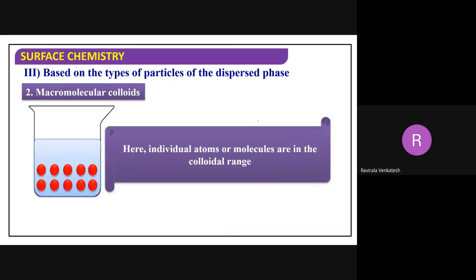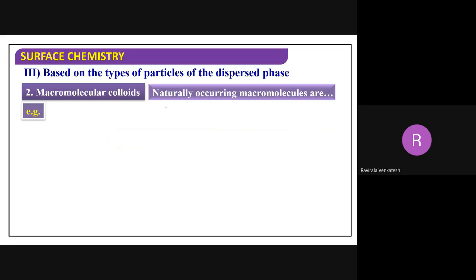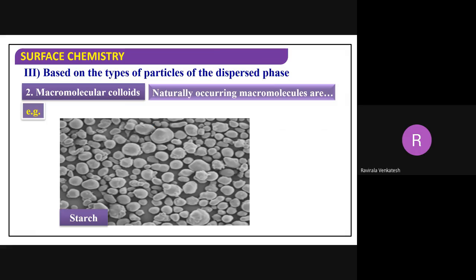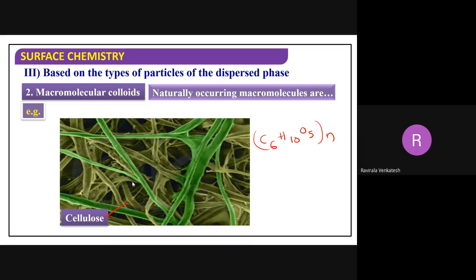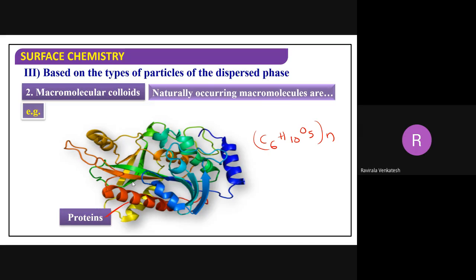Next one, macromolecular colloids. Here the individual atoms or molecules are already in the colloidal range. Naturally occurring macromolecules, polymers, normally have high molar mass. Starch has C6H10O5 taken n times. It's a big molecule, one molecule itself is a big molecule. Cellulose has a higher molecular mass. Proteins, biomolecules, are already large in size.